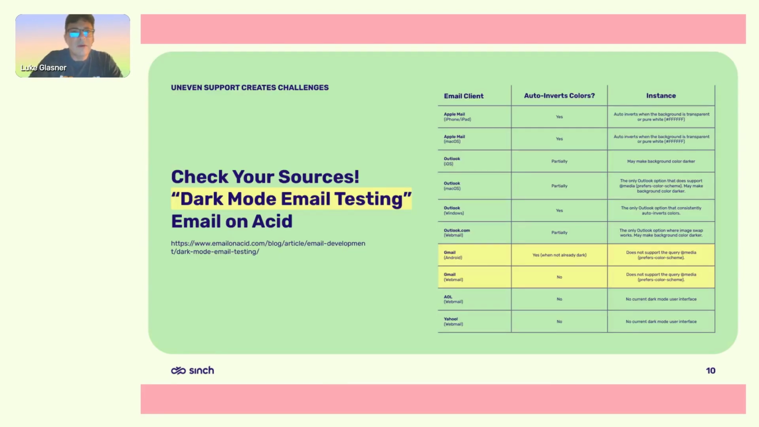emails. One of the things I mentioned before is checking your sources, right? This wonderful table shows support. It was made by Email on Acid for, does it fully invert the colors? Does it kind of partially invert them? And what are the clients and how do they work?